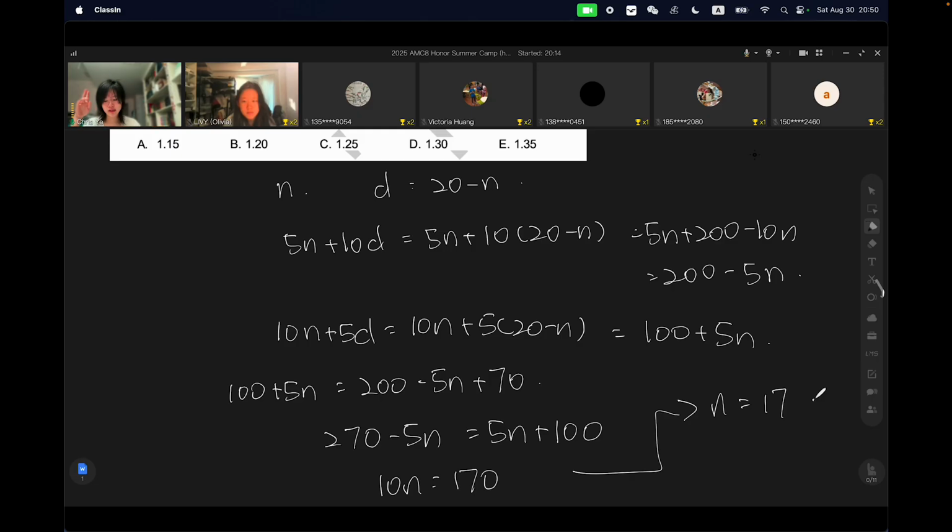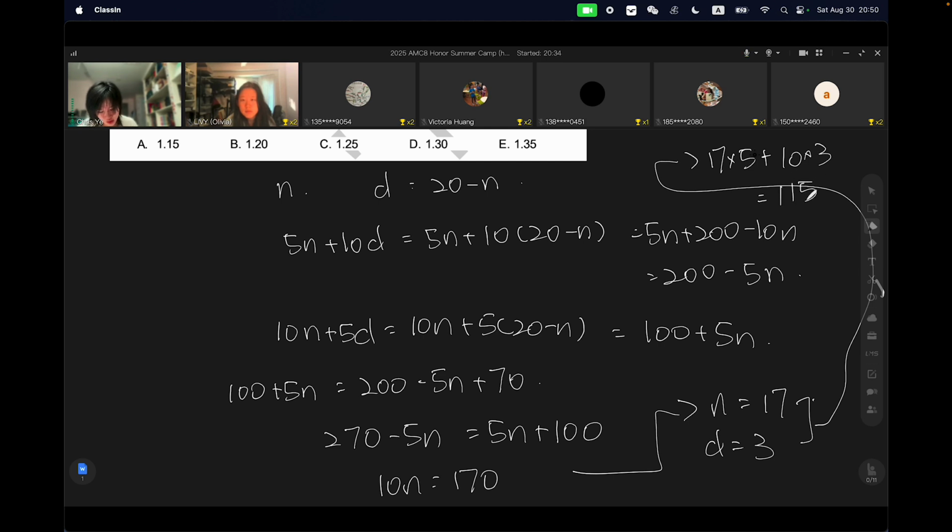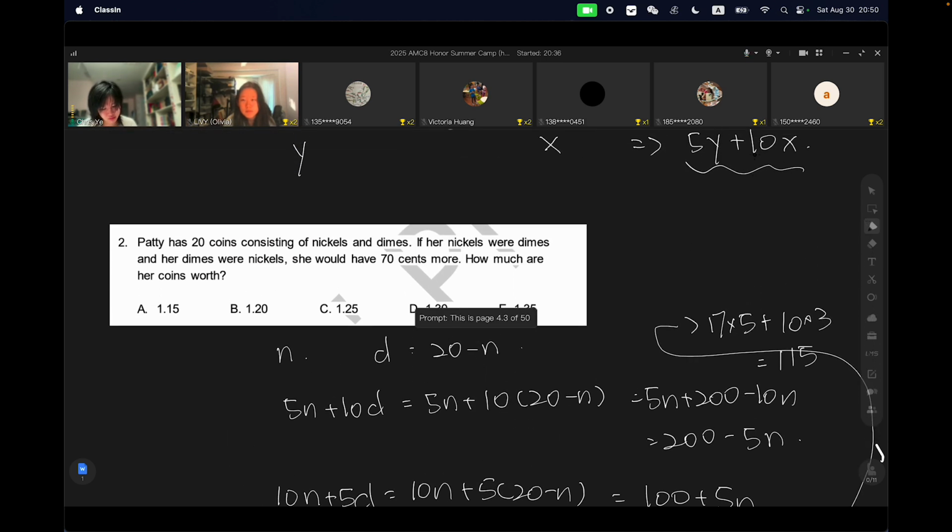She has 17 nickels. So therefore, there are going to be 3 dimes, d equals 3. And by calculating this, we have 17 times 5 plus 10 times 3, which is 85 plus 30, and that would be 115. So she has 115 cents, which would be $1.15. Are there any questions?